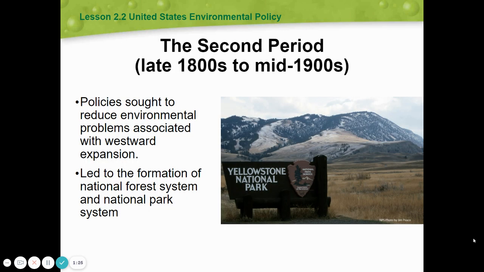The second period, from the late 1800s to the mid-1900s. Policies sought to reduce environmental problems associated with westward expansion and led to the formation of the national forest system and national park system.